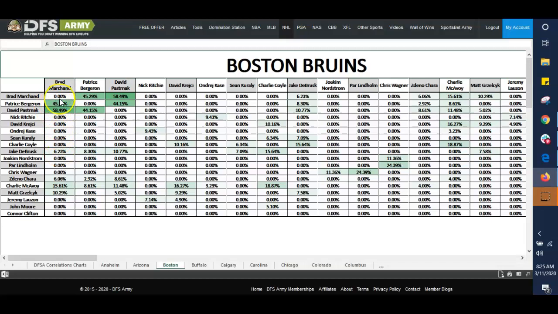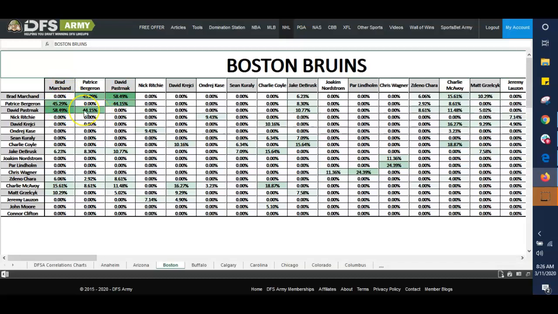If I'm looking at Marchand here, 45% of the time Bergeron's in on his goal, Pastrnak 60% of the time. I look at Bergeron, 45% of the time, 44% of the time, these other two are in on his goal. Pastrnak, 44% of the time that Marchand's in on his goal.